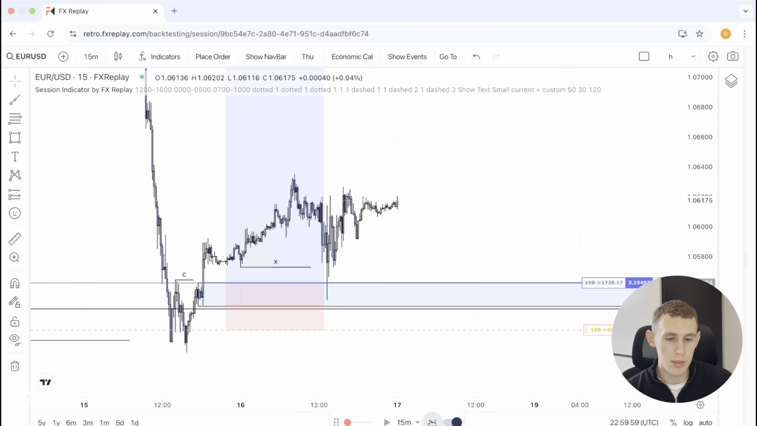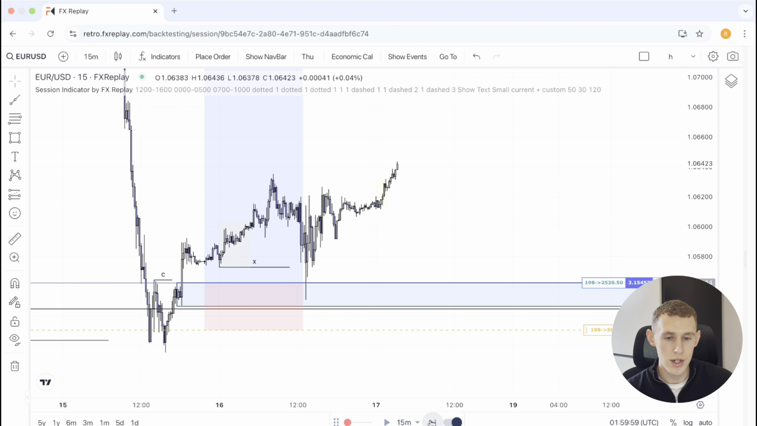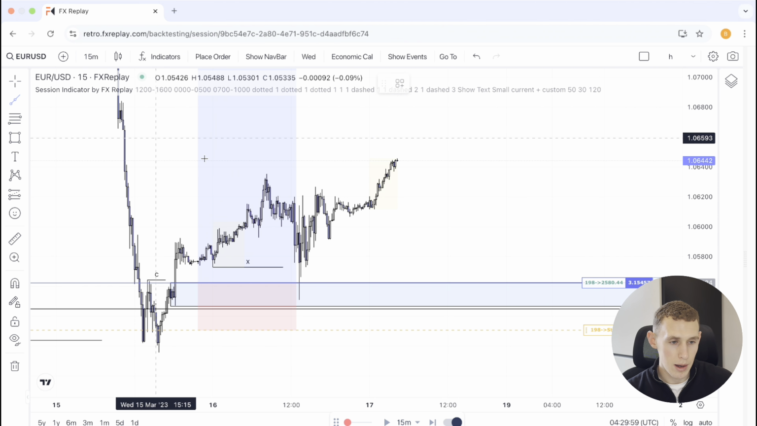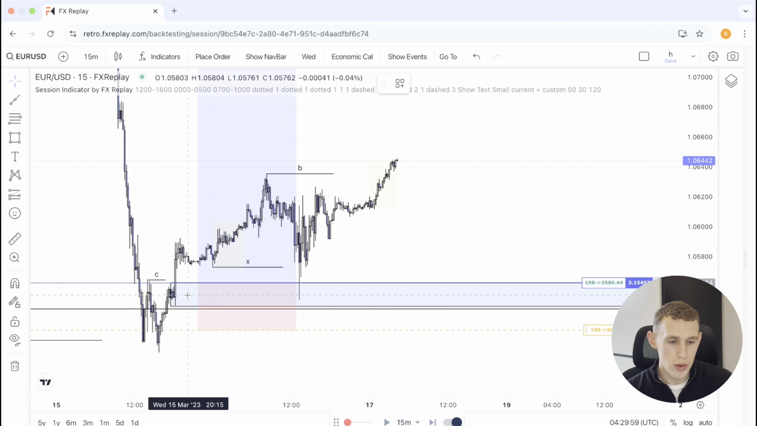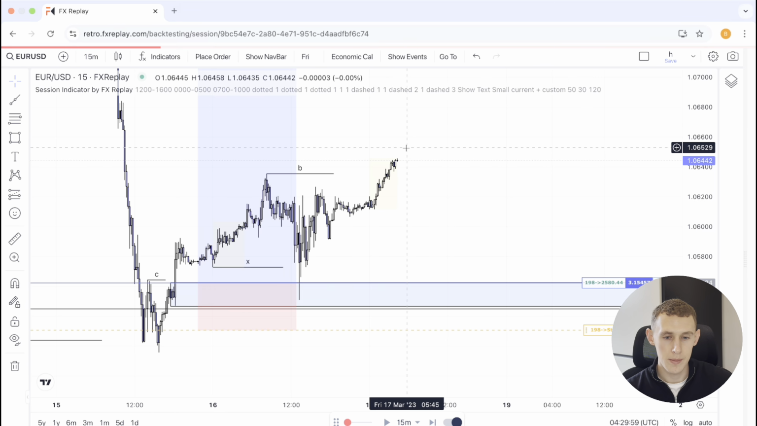Ideally, we can see price break this high as well. That would be a good indication. And yeah, there we go. So price broke the structure again. Clear bullish order flow and structure coming into the market from here.